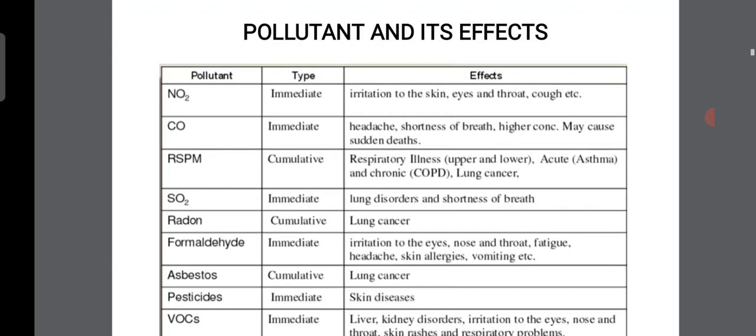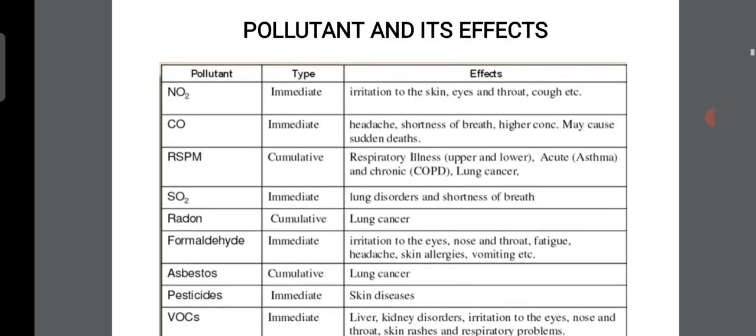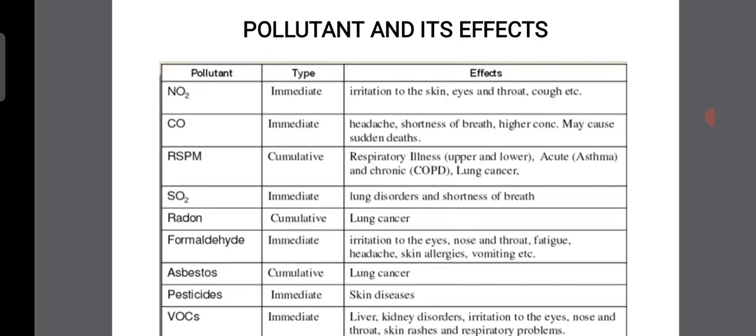Now we will see different pollutants and their effects. Nitrogen dioxide causes irritation in the skin, eyes, throat, cough, etc. Carbon monoxide causes headache, shortness of breath, and a higher concentration may cause sudden death. Respirable suspended particulate matter causes respiratory illness, acute asthma and, at chronic levels, lung cancer. Sulfur dioxide gas causes lung disorders and shortness of breath. Radon causes lung cancer. Formaldehyde causes irritation to eyes, nose and throat, fatigue, headache, skin allergies, vomiting, etc.